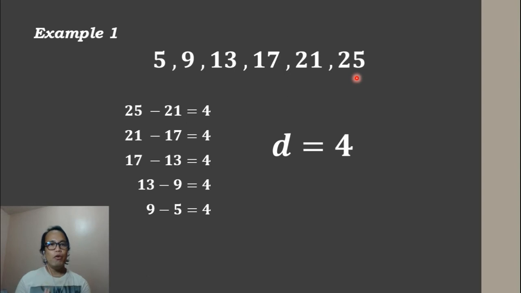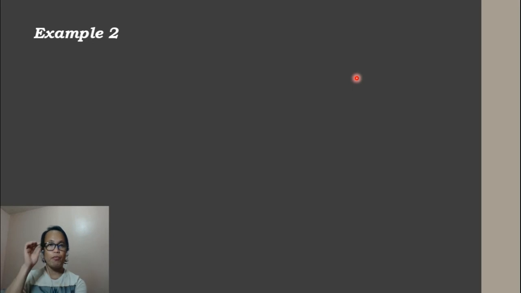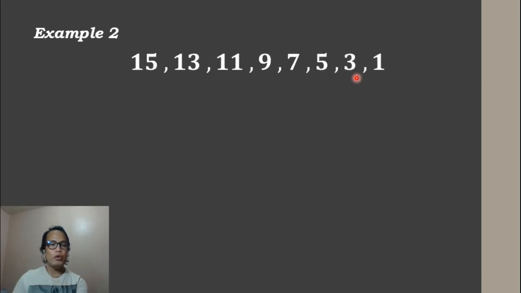Now, to understand more about arithmetic sequences and the common difference, let us proceed to example number 2. Example number 2 is 15, 13, 11, 9, 7, 5, 3, and 1. How do we find the common difference of this arithmetic sequence? The same process: we start from the last term, which is 1 minus 3. 1 minus 3 is negative 2.